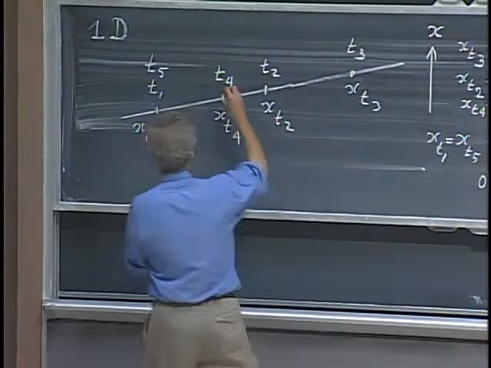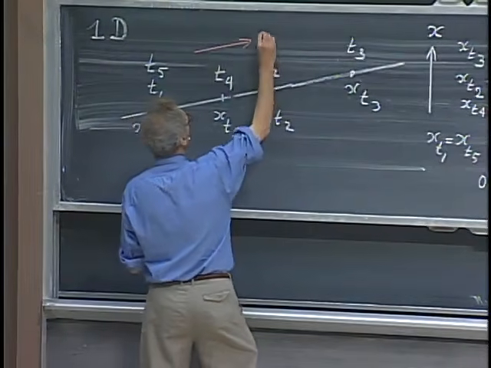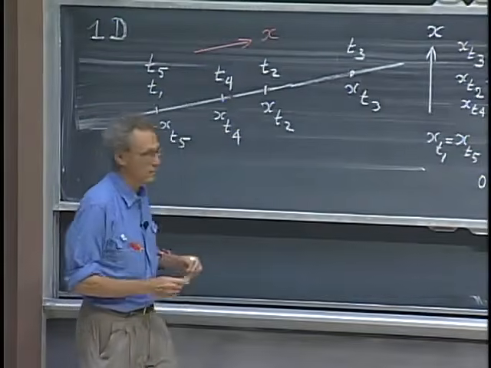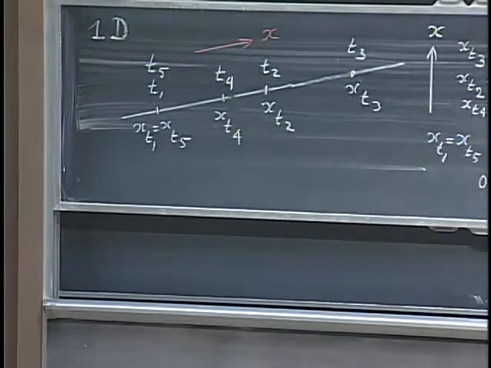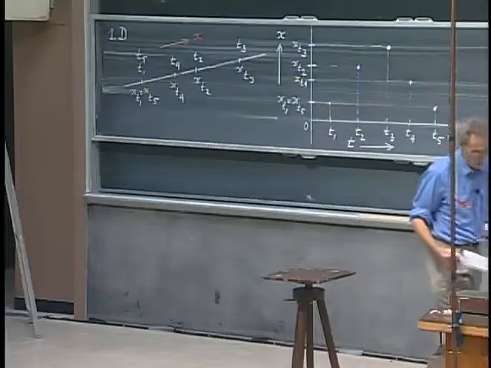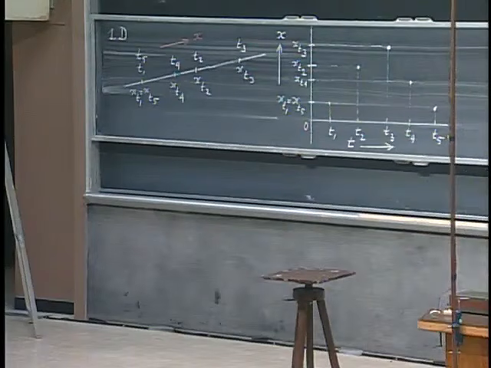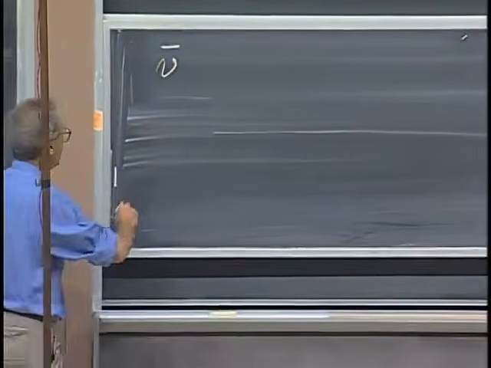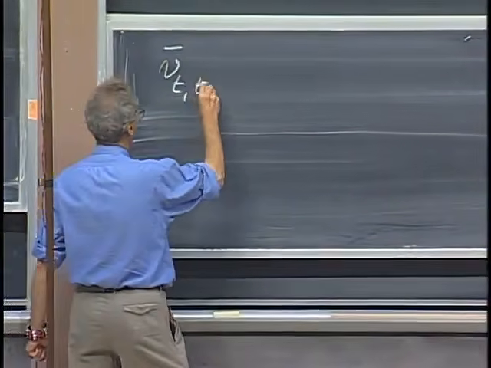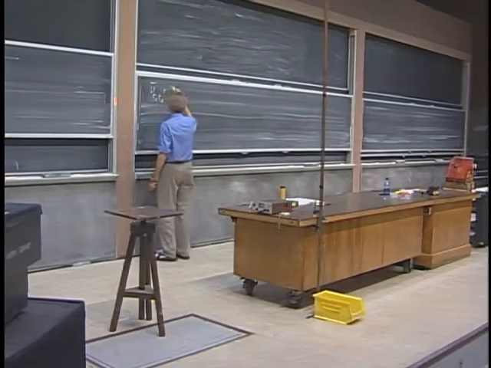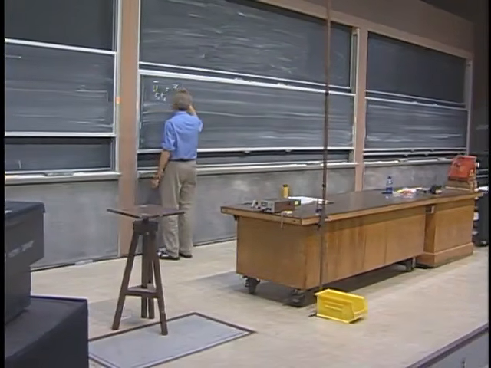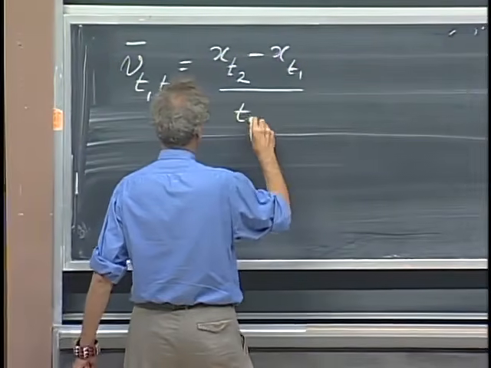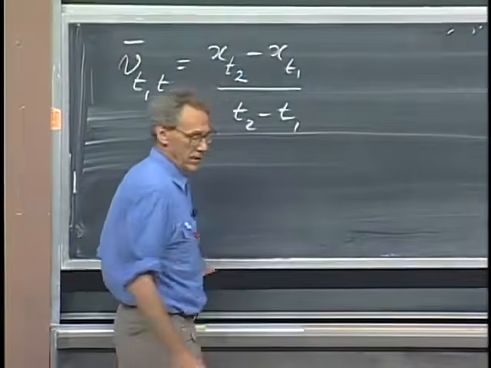I will define this to be the increasing value of x. It's my free choice, but I've chosen this now. Now we will introduce what we call the average velocity. I put a bar over it. That stands for average. Between time t1 and time t2, that we define in physics as x at time t2 minus x at time t1 divided by t2 minus t1.